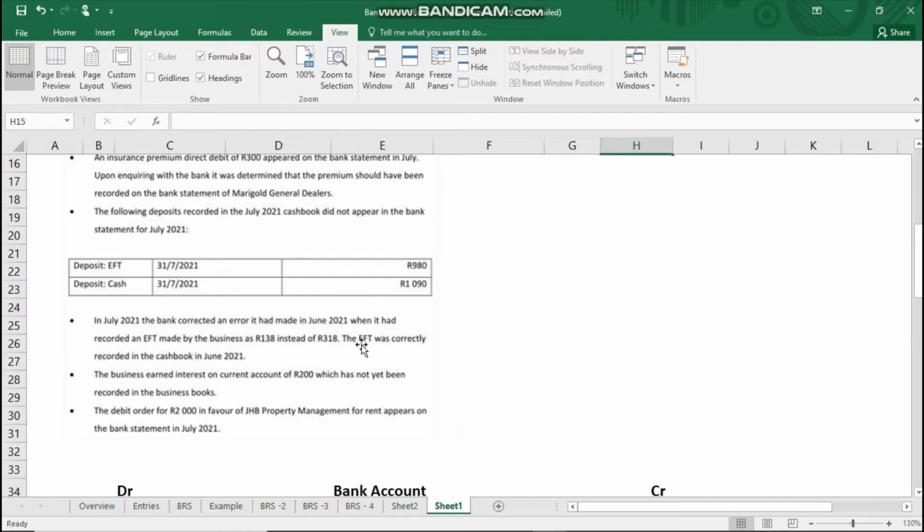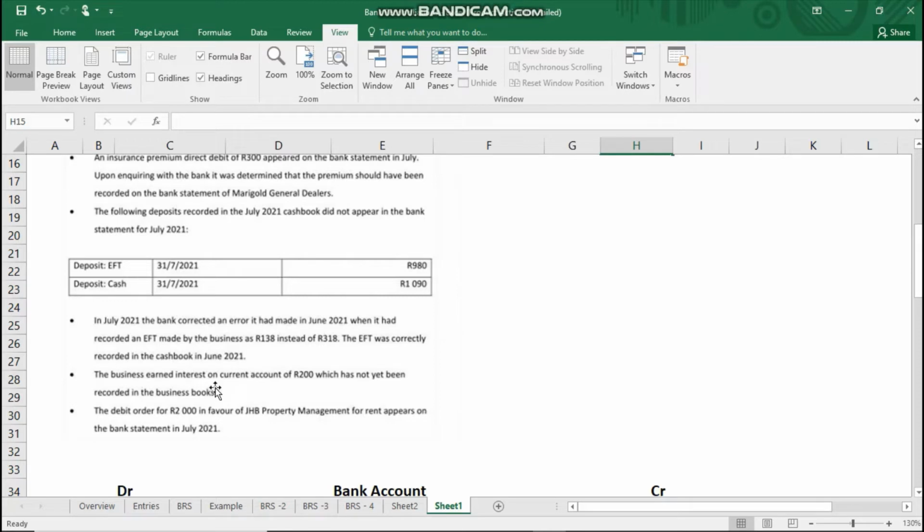So we don't need to do anything with this item, neither the bank nor us. We will not do anything with this. We will leave it because this is already corrected in both the books, in the bank's records and in the business ledger. Both have been corrected, so no need to do anything with this item.